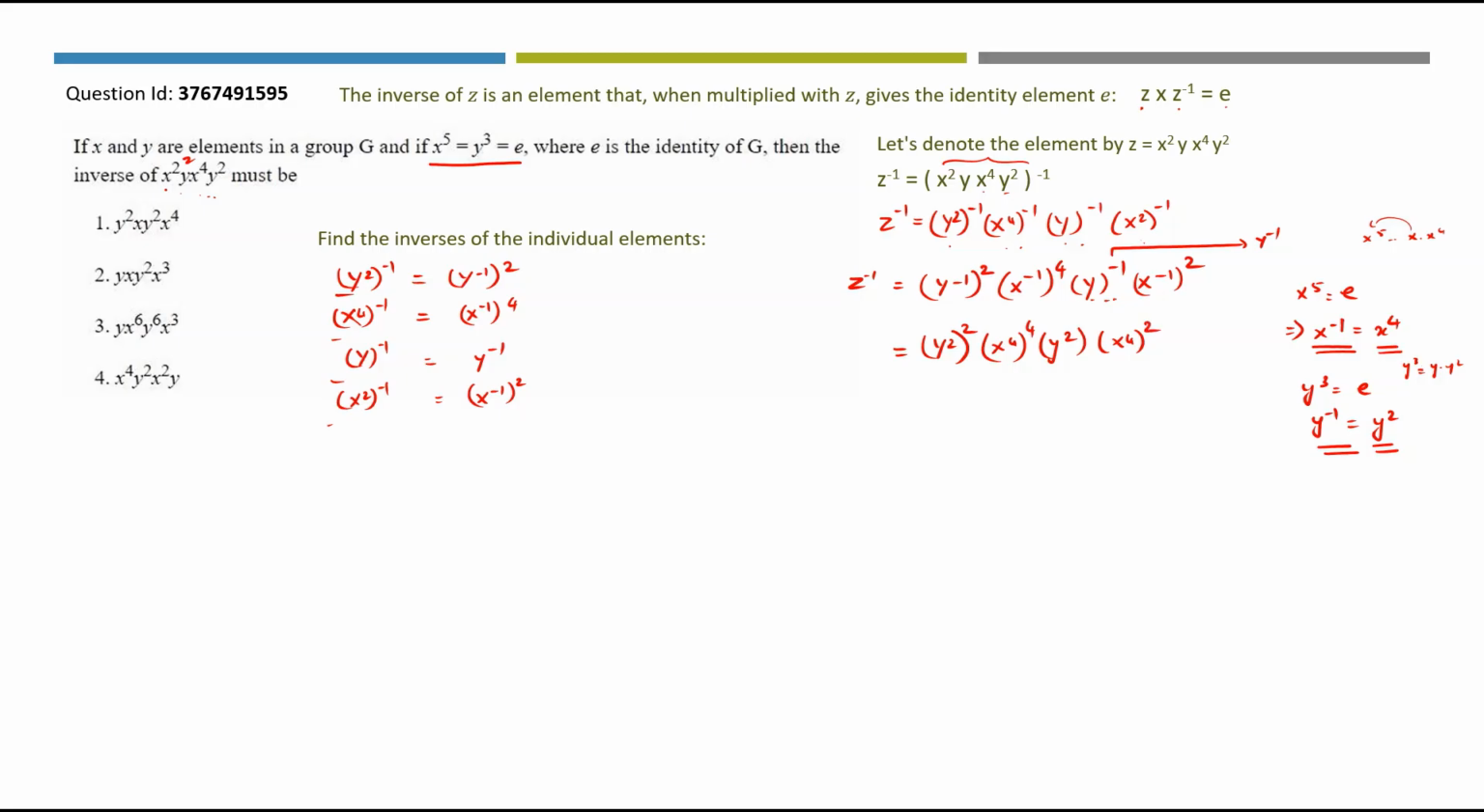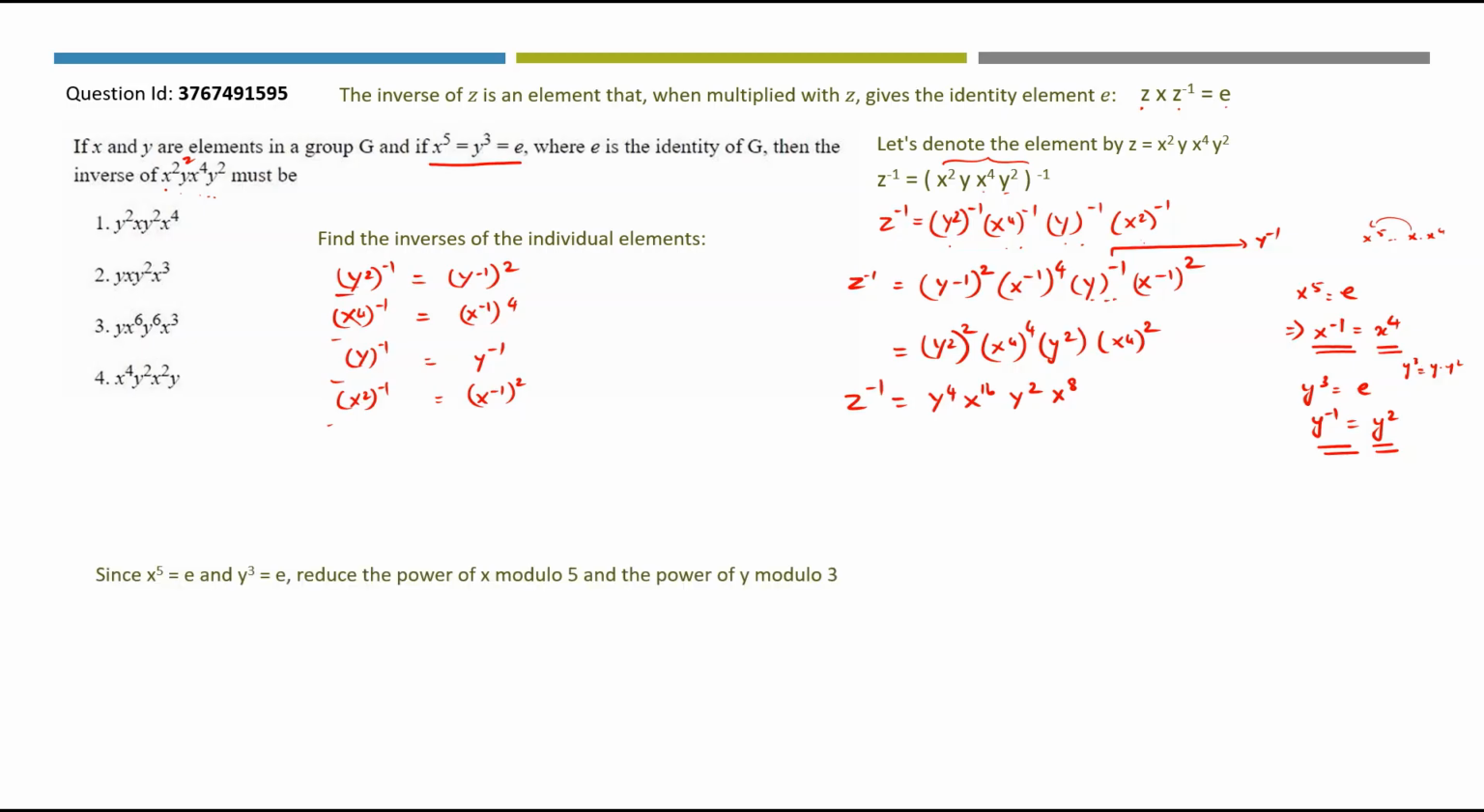Now just multiply the powers. 2 2s are 4. So this will be y power 4. Then 4 into 4 will be 16. So it is x power 16. Then we have y square. Then we have 4 into 2 as 8. So this will be x power 8. This will be the z inverse so far.